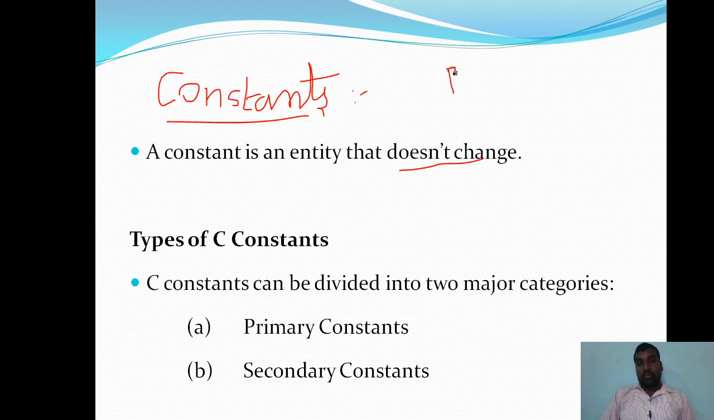For example, pi. So what is the value of pi? It is always 3.14, right, 22 by 7. The pi value is always 22 by 7, some 3.14 something. So it doesn't change. The value of pi is fixed in India, in US or anywhere in the world. The value of pi cannot be changed.